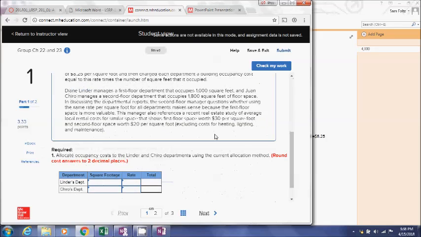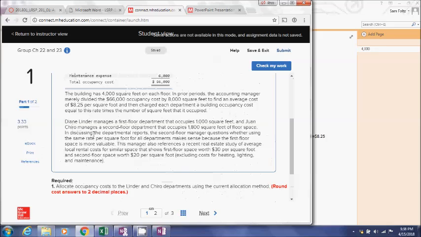But what's going on here? Well, Juan Chiro is coming out and saying, hey, I don't think I should be paying $8.25 a square foot because I'm on the second floor and the first floor space is more valuable. So Diane should actually be paying more.